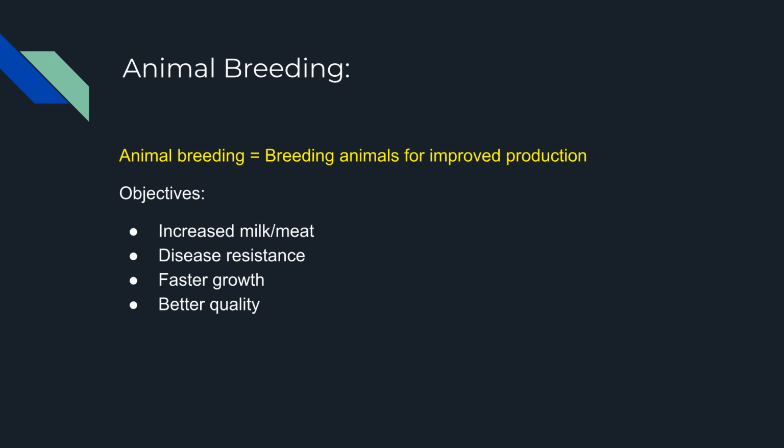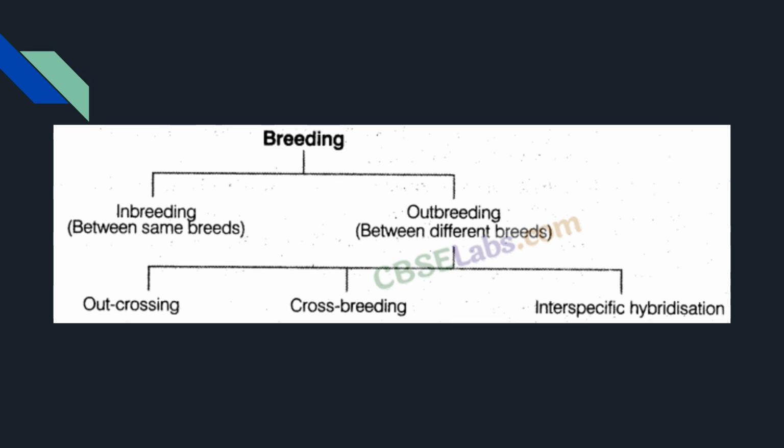Animal breeding aims to breed animals for improved production. The main objectives include increased milk and meat, disease resistance, faster growth, and better quality products. Animal breeding can be classified into two main types: inbreeding, which is between the same breeds, and outbreeding, which is between different breeds. Outbreeding further includes outcrossing, crossbreeding, and interspecific hybridization.